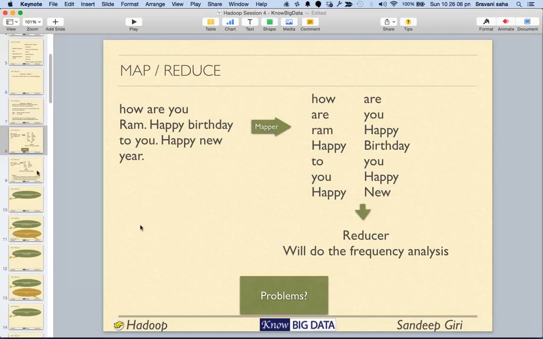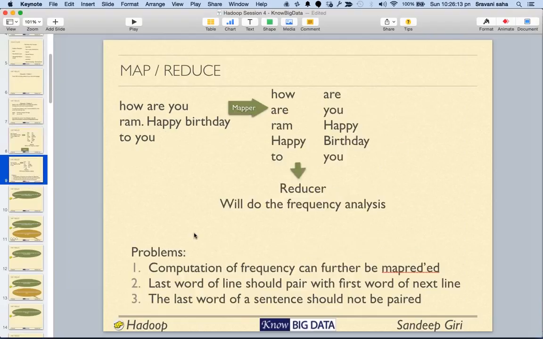All right. There is one more problem which I foresee. Let me break the suspense. The second and third problems you have already figured out. The last word of the line should pair with the first word of the next line if the sentence has not ended. The last word of a sentence should not be paired. These are the two problems. The third problem is that computation of frequency can be further map reduced.